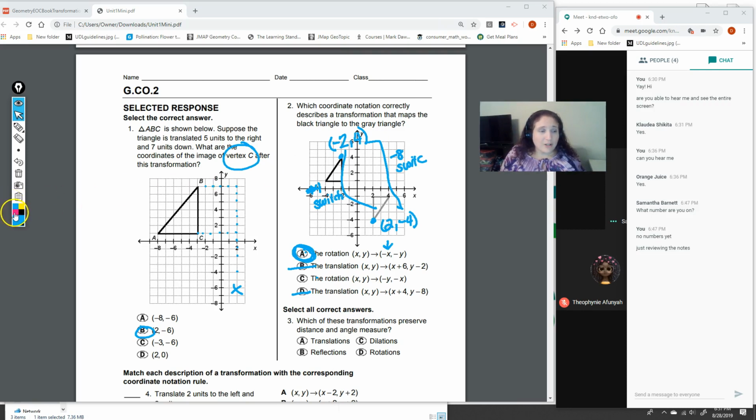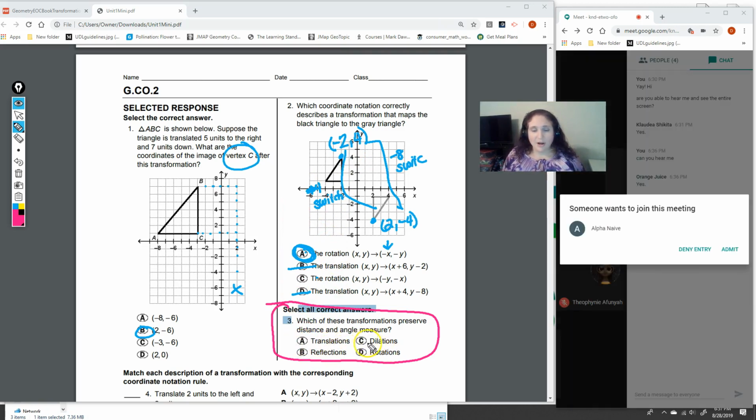You will have one question on your test which talks about rigid motion, isometries, and preserving distance and angle measure. This section down here is the question that will help you remember to do that. Remember, isometry, rigid motion, and preserving distance and angle measure are all synonyms. Okay? We've got translations, dilations, reflections, and rotations.